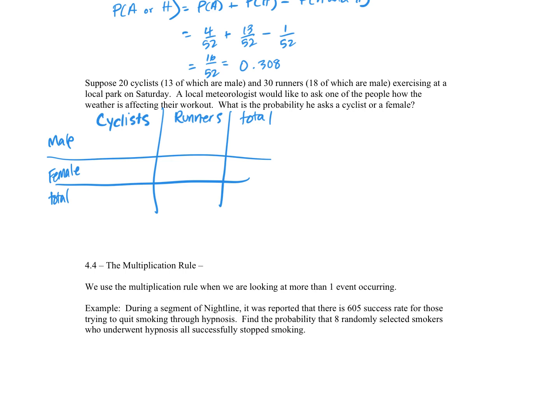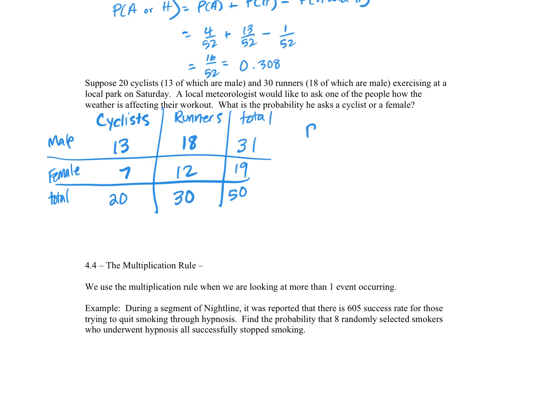20 cyclists. Where would I put that? Total cyclists. 13 of which are male. What does that say about the females? 7. 30 runners. 18 are males. What does that say about the females? How many total males do we have? 31. Females, 19. Look, everything adds to 50. We know we set up our table correctly.